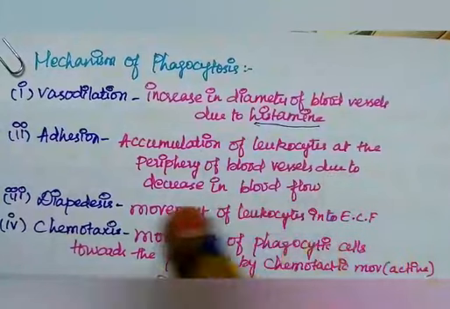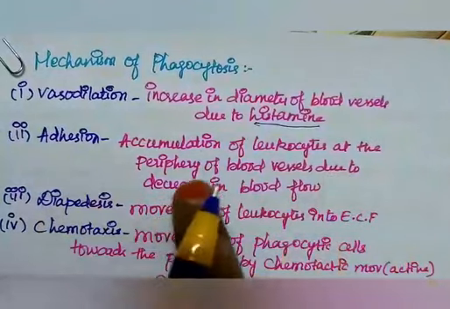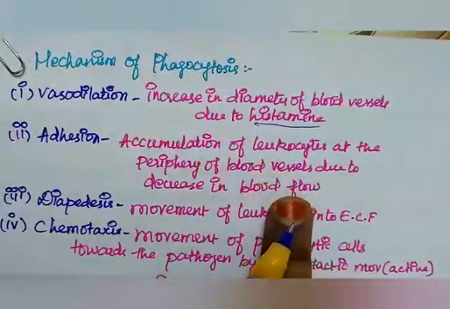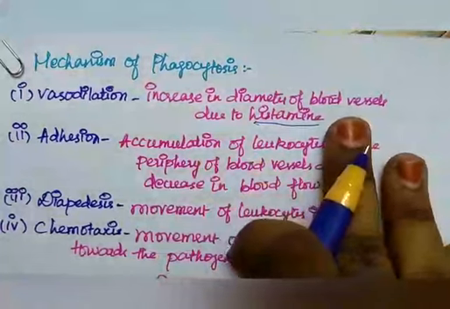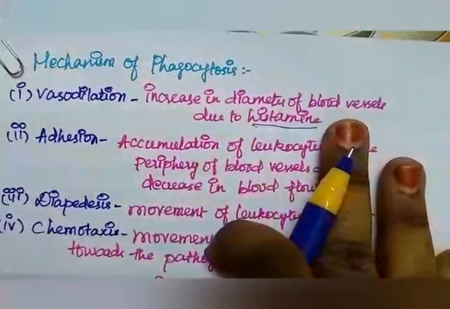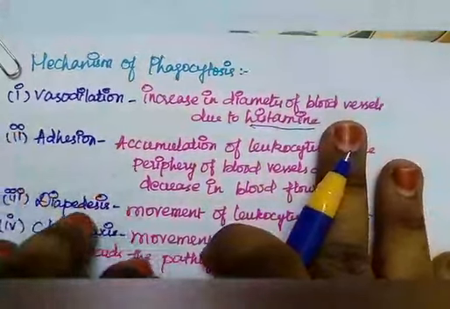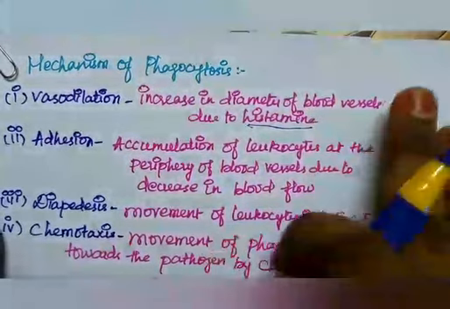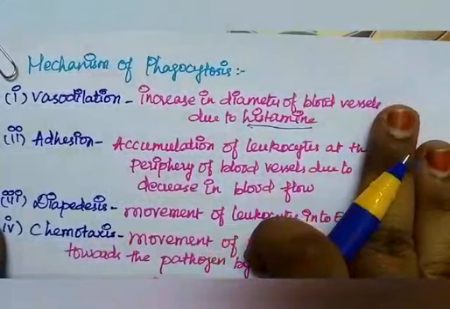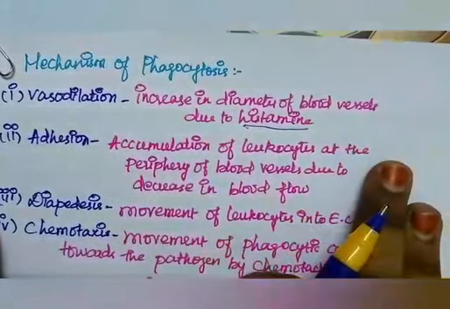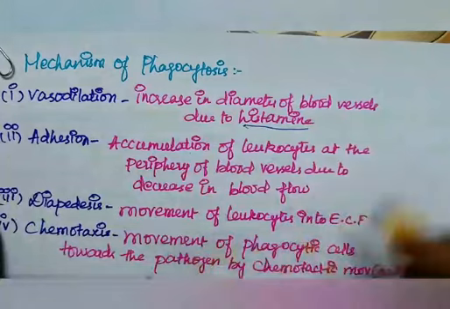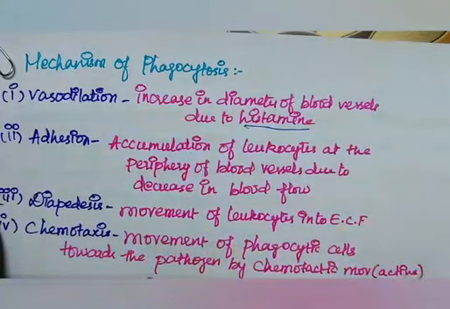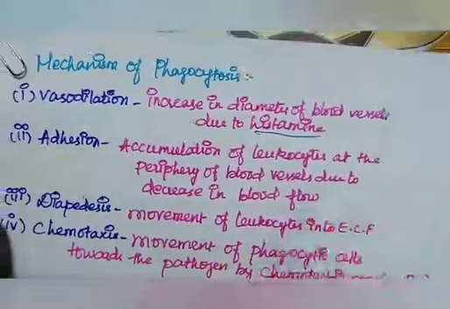Now let us continue to step 2: adhesion. Accumulation of leukocytes at the periphery of blood vessels due to the decrease in blood flow. So due to the action of histamines, there would be dilation, or increase in diameter, of the blood vessels, and inflammation of the blood vessels also takes place. Due to the inflammation of blood vessels, there would be a decrease in blood flow, so that the leukocytes, or WBC, which are present in the blood get accumulated at the periphery of the blood vessel.